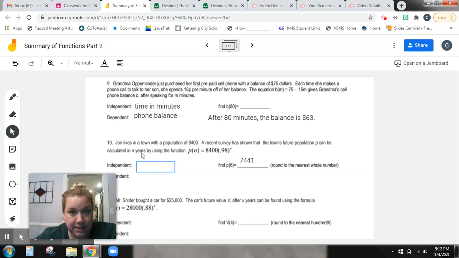Well, as the years go by, the population is going to change, right? So the years, it's going to happen no matter what. It's going to be year 1, year 2, year 3, year 4. The population is going to continue to change based on those years. So we know that the population is dependent on the years.